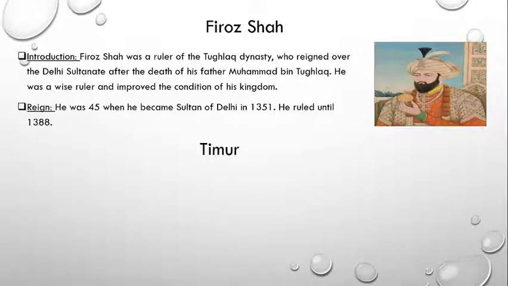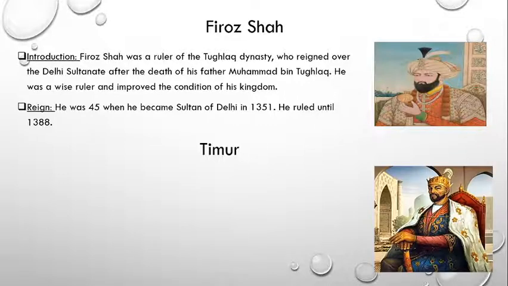Timur. After the death of Firoz Shah, the dynasty of Tughlaq came to an end. After him, different emperors came, but Timur was one of the strong rulers, and this was the time when Timur dynasty started. This is a picture of Timur.